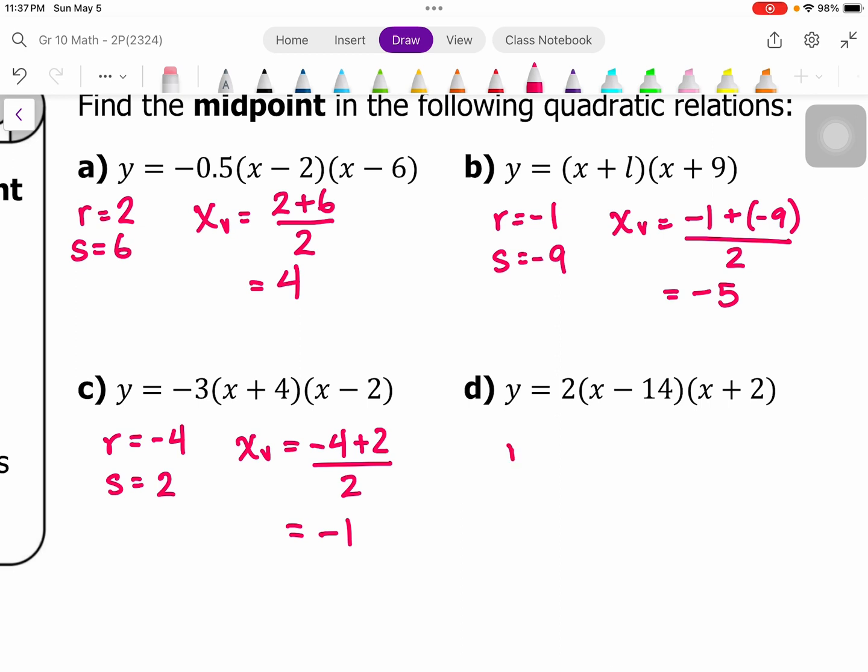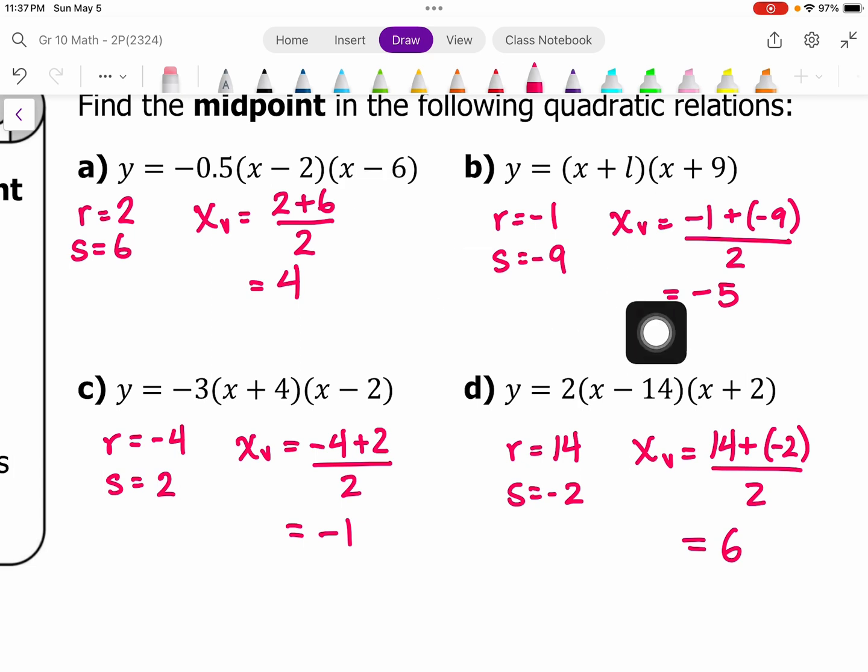And in our last one, r is equal to 14, s is equal to negative 2. So the x coordinate of our vertex is 14 plus negative 2, divided by 2. 14 minus 2 is 12, divided by 2 is 6. So for each of these, that gives us our axis of symmetry. So we have x equals 4 for this relationship, x equals negative 5 for this one, and so on. And then we can also take that coordinate, substitute it into that quadratic equation we have for this particular relation, and then solve for the y coordinate of the vertex.